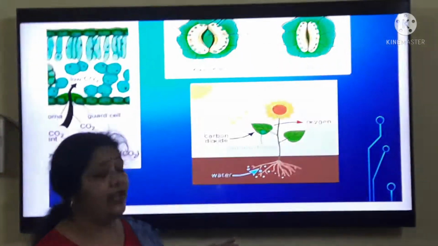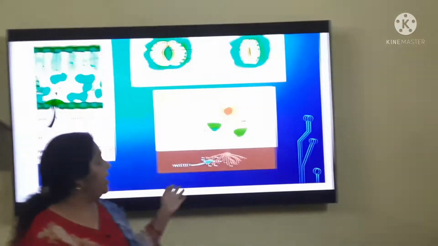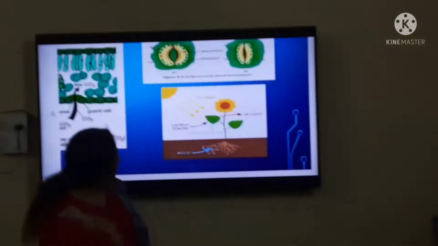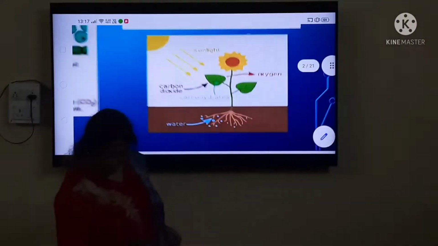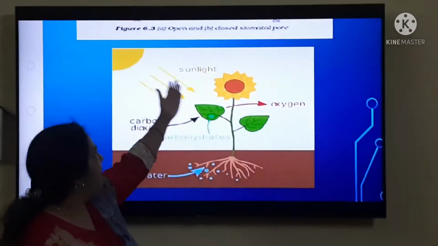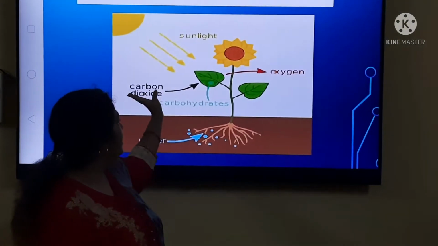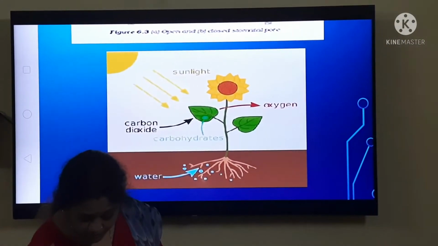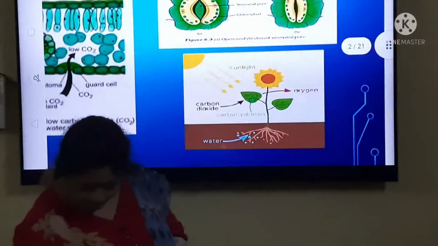And there are many theories which we study in our higher classes, about why it happens and why there is gaseous exchange. This diagram, as I told you that day, we have been studying since 3rd standard. This is a plant, it is trapping solar energy, and chlorophyll is the thing which traps the solar energy, and then it converts carbon dioxide into carbohydrates, and oxygen is released.